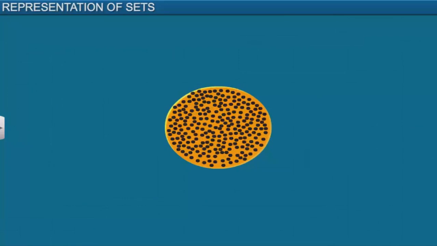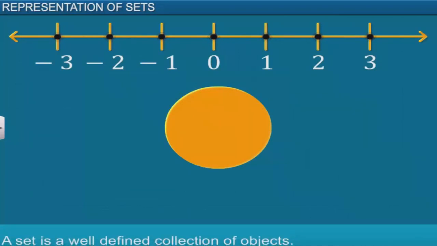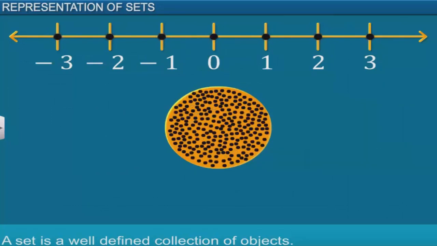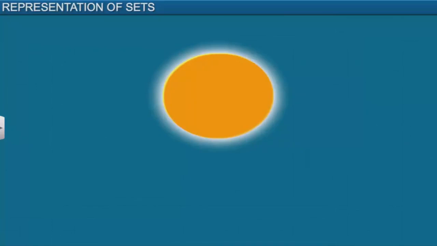We can refer to these collections as sets if these collections are defined well. A set is a well-defined collection of objects. By well-defined collection, we mean that we should be able to decide whether a particular object belongs to a definite collection or not. To understand this better, let's consider a circle on a plane. In this plane, we can certainly define which point belongs inside the circle and which does not. Here, we can say that the circle is a well-defined set of points on a plane.